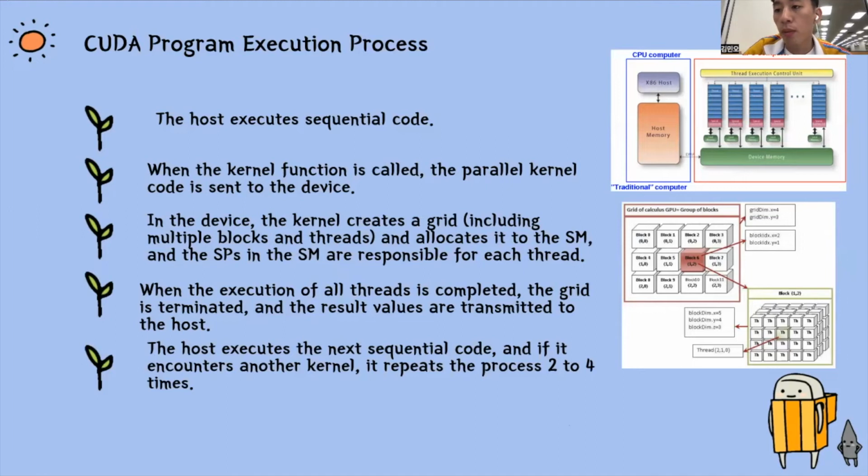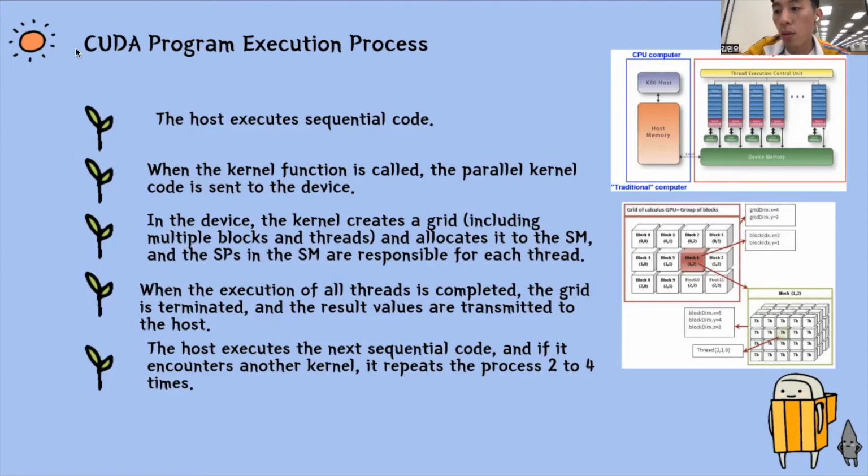In the CUDA program, the host executes the sequence. I'll give you a simple example. The host executes a sequential code. Then when the kernel function is called, the parallel kernel code is sent to the device. In the device, the kernel creates a grid, which includes multiple blocks and threads, and allocates it to the SM and to the SP, and the SM is responsible for each thread.